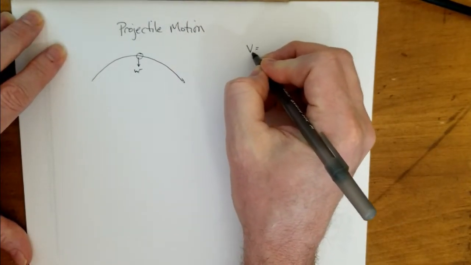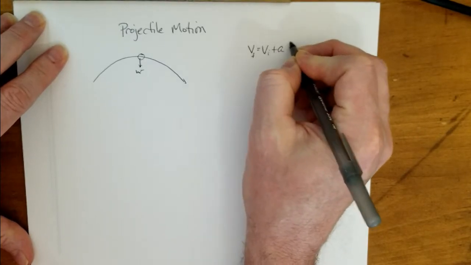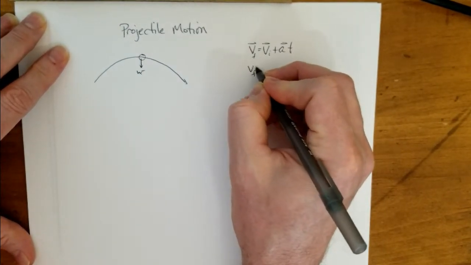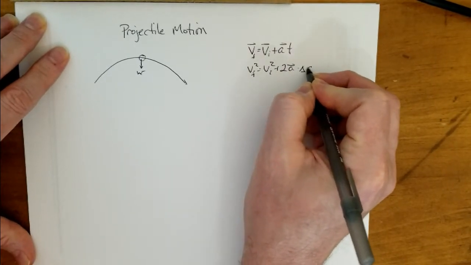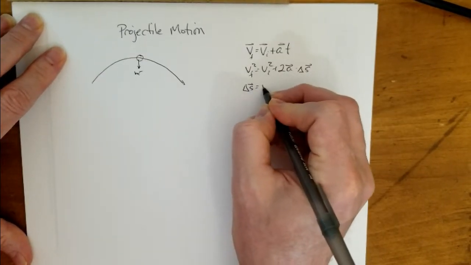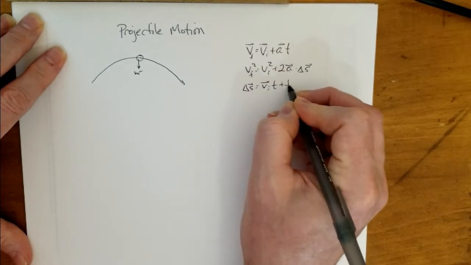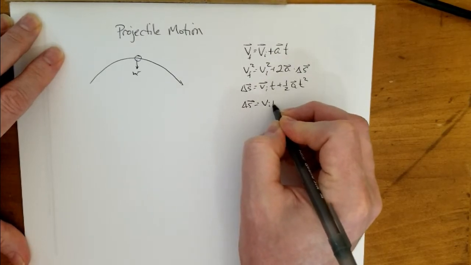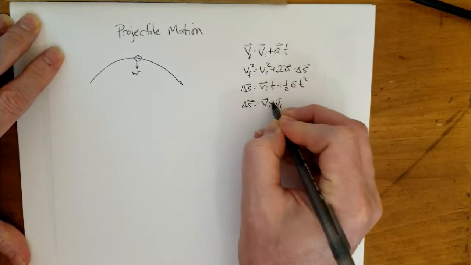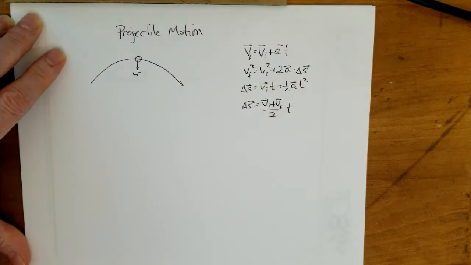So we have Vf equals Vi plus At. I have Vf squared equals Vi squared plus 2A dot delta S. Delta S is equal to Vi t plus 1/2 At squared. Delta S is equal to (Vi plus Vf) over 2 times time.